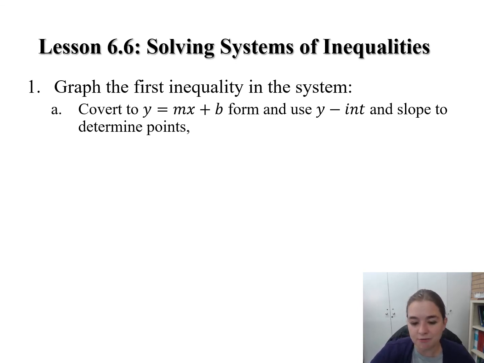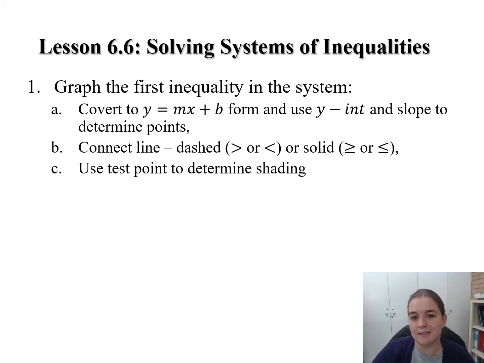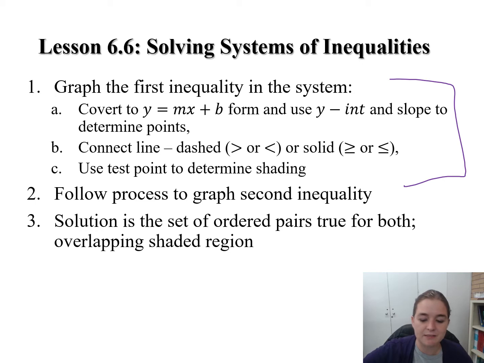But once you have the line drawn, you need to figure out, is it going to be dotted or solid? And you have to look at the symbol in order to determine that. Then you take a test point, and the test point 0, 0 is going to be your best choice for most equations. If your line goes through 0, 0, you can't choose it as a test point. Once you've done that, then you can move on to the second inequality. But you really want to make sure you go through all of the steps, that you have the entire inequality graphed, including shading, before you move on to this next step. Then you do the same thing again, and your solution, as we talked about in the vocab, is the set of ordered pairs that's true for both. It would be that double shaded region.